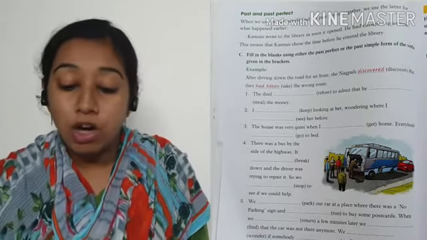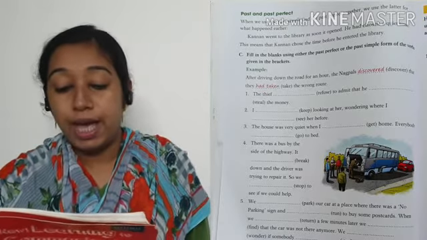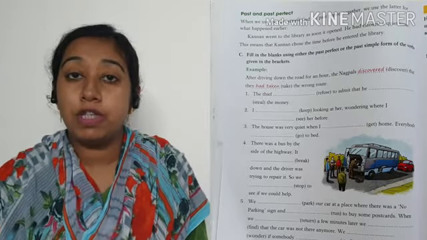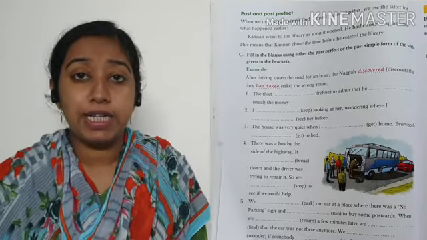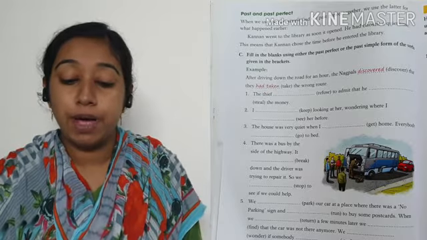Third, the house was very quiet when I got home. Everybody had gone to bed. So here in these three sentences, we just now observed that the verbs are given in brackets. We are converting them according to the incidents that happened.